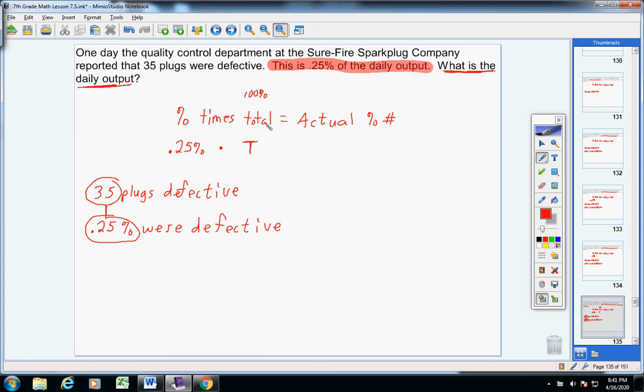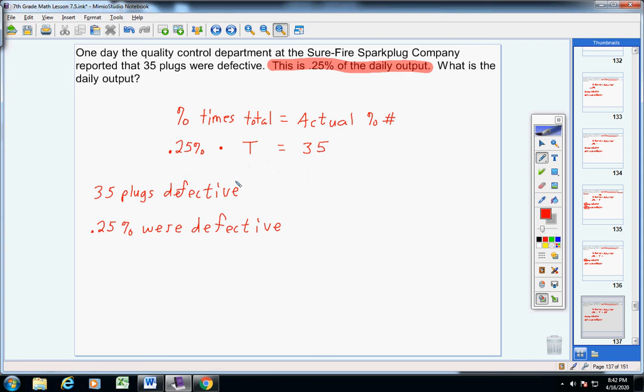Now, think about it. It equals the actual percentage number. Well, guys, here's my percent. When I take that percentage times the total, how many spark plugs am I getting out? 35. Look, guys, 0.25%. 35 spark plugs were defective. These defective spark plugs are 0.25% of the daily output. So the actual percentage number is 35. And now you've got a nice, easy equation to use.